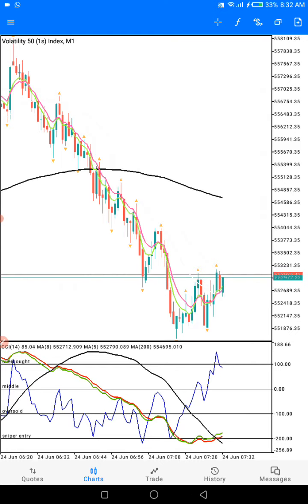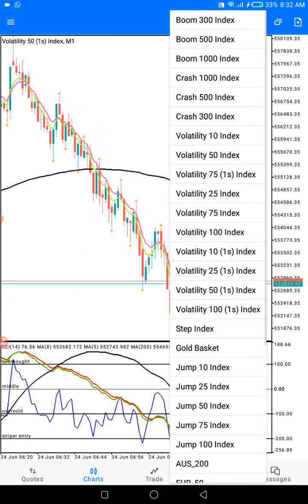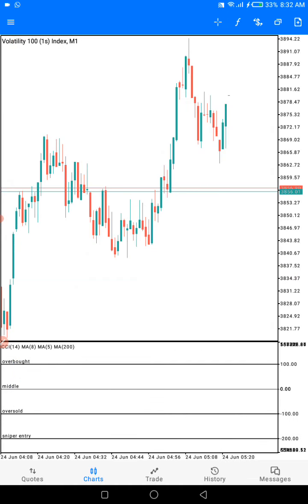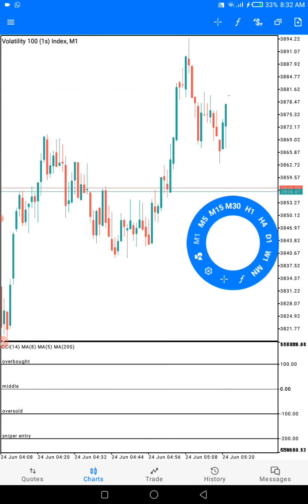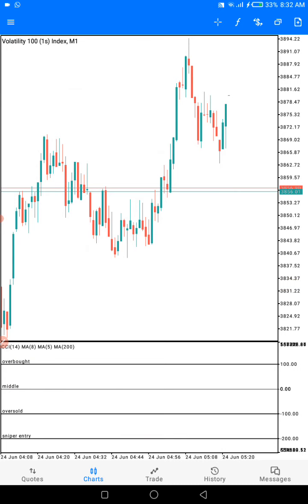Now let's look at VIX 101s. This is the lower time frame, the 1 minute time frame on the VIX 101s. For those of us who like trading on the high volatility, this is how the trend is like this morning. We are going to look at the higher time frame and the lower time frame. Then we can now know how to judge the trend and know how to place our trade.